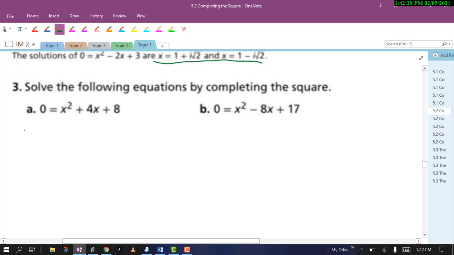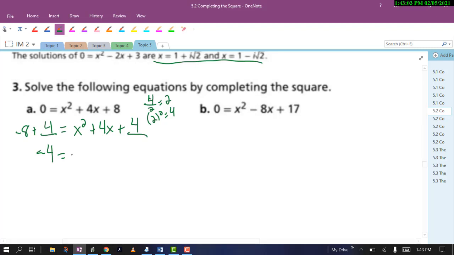I'm going to kick the 8 to the other side, so it's negative 8 plus something equals x squared plus 4x plus something. We've got to find what to add in there. So we take our b, 4, divide by 2, 2, square 2, 4. So we're adding in 4 to both sides. On the left, negative 8 plus 4, of course, is negative 4. x squared plus 4x plus 4, if we factor that, we want two numbers to multiply to 4 and add up to 4. Well, it has to be 2 and 2. So it is (x plus 2) squared.